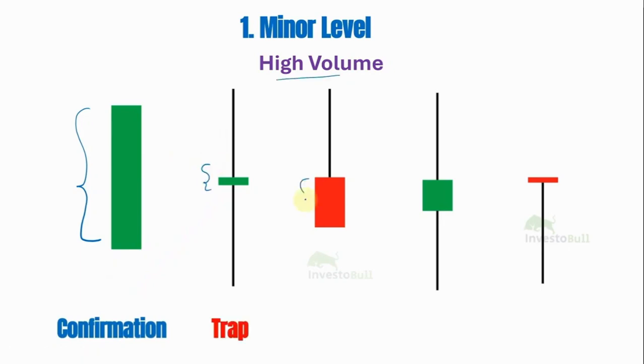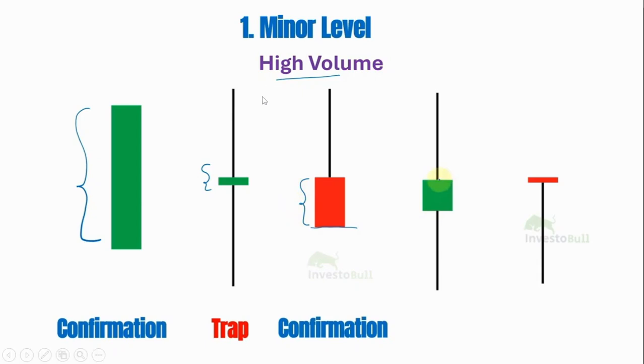A narrow spread candle appears with high volume. What does it suggest? It is bearish confirmation, isn't it? A doji candle, even with high volume, indicates indecision.